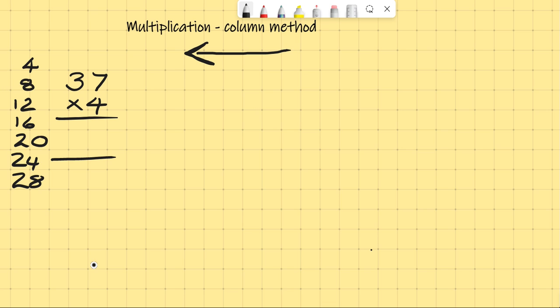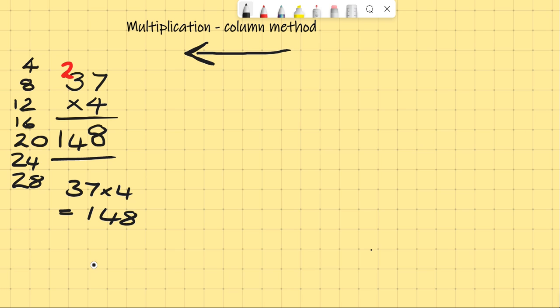So 7 4s, let's have a look. 1, 2, 3, 4, 5, 6, 7, 28. 8 down. Carry that 2, and I'm going to use a different pen, a nice bright colour, to remind me I need to use that in a minute with the next set of numbers. So when you've got 3 times 4 is 12, add the 2, 14. So 37 times by 4 equals 148.